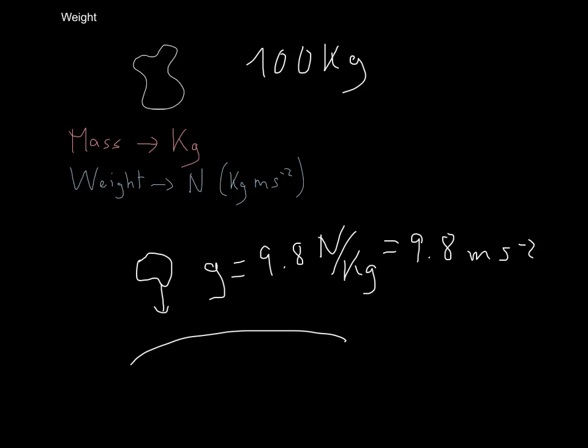In this case, my weight is going to be 9.8 times 100, and that's going to be 980 newtons. Now, a lot of the time we will just take the field strength to be 10 because we can't be bothered. But be aware that it's actually 9.81 newtons per kilogram.